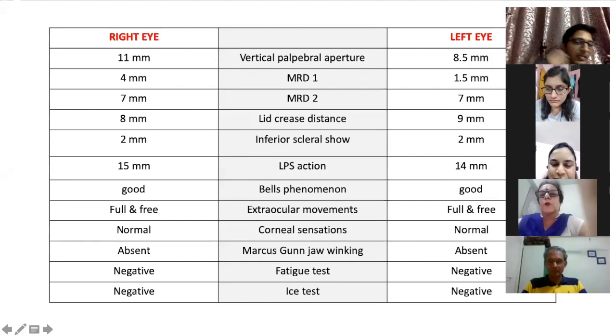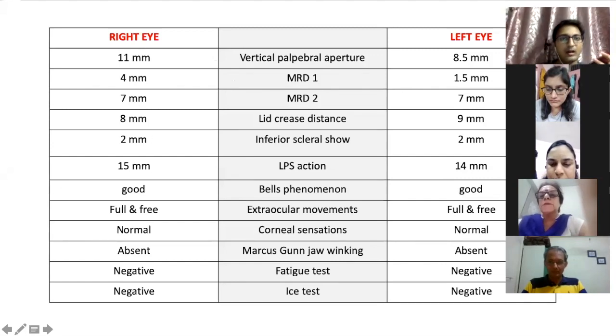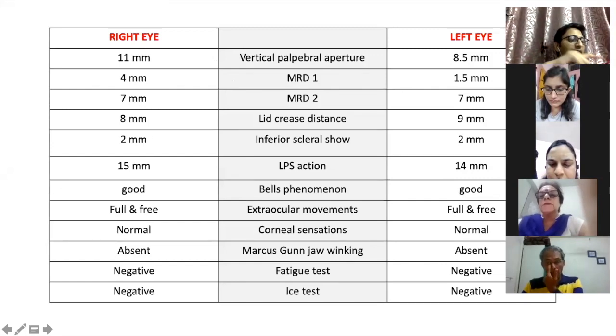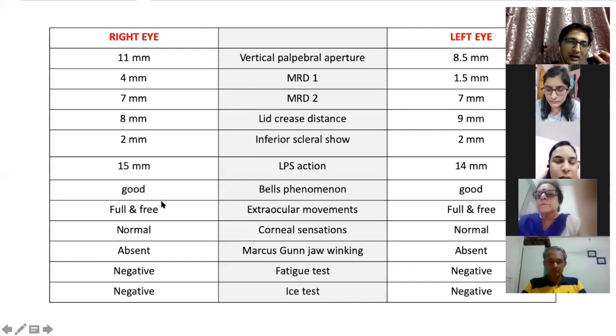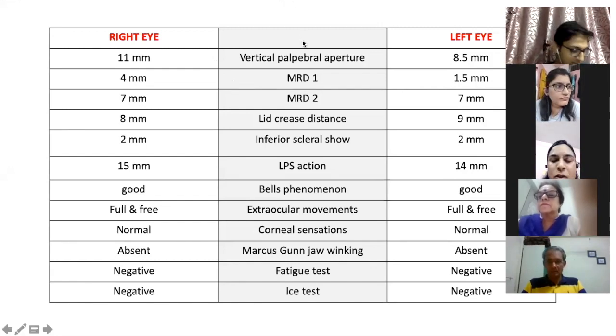Okay, fine, no problem. How is the Marcus Gunn jaw winking phenomenon important? Ma'am, Marcus Gunn jaw winking phenomenon is associated with congenital ptosis in 5% of the patients. It is because of misdirection of cranial nerve 5. So whenever the patient is using his pterygoid muscles, especially for chewing or mastication, or when the patient is moving his jaw from side to side, there is sudden retraction of the ptotic lid on that side.